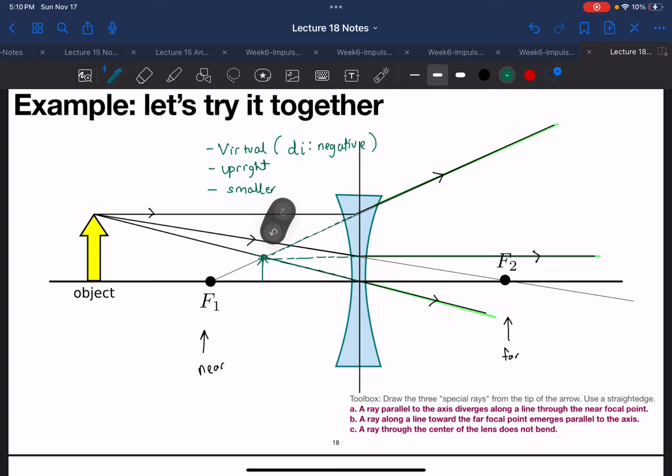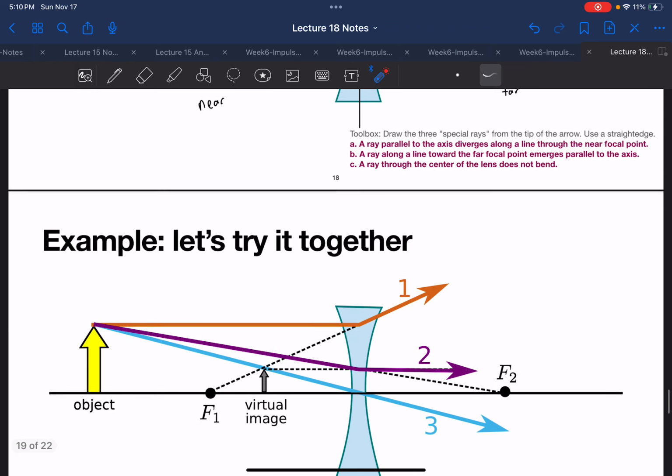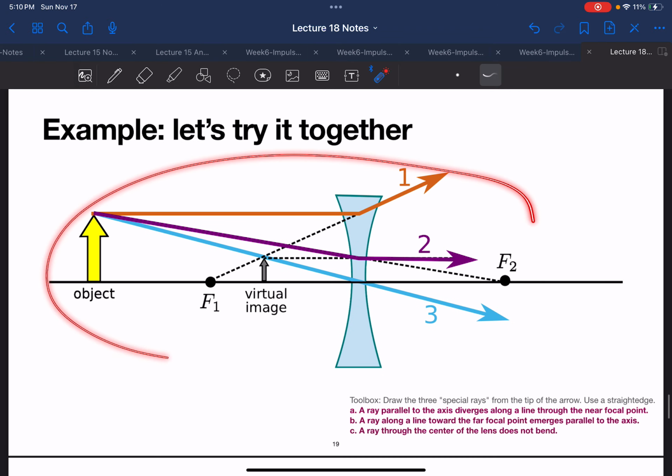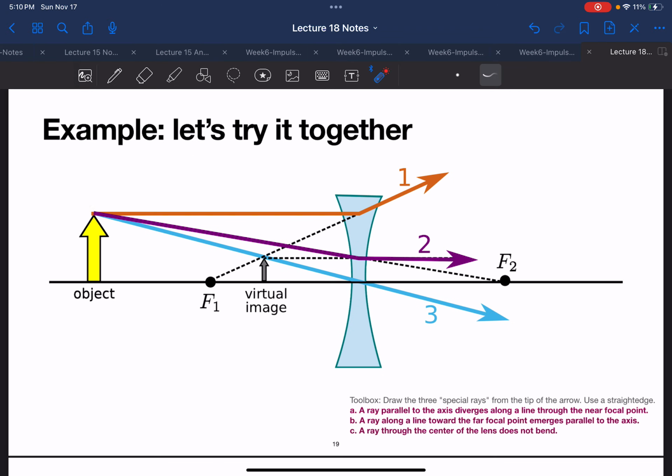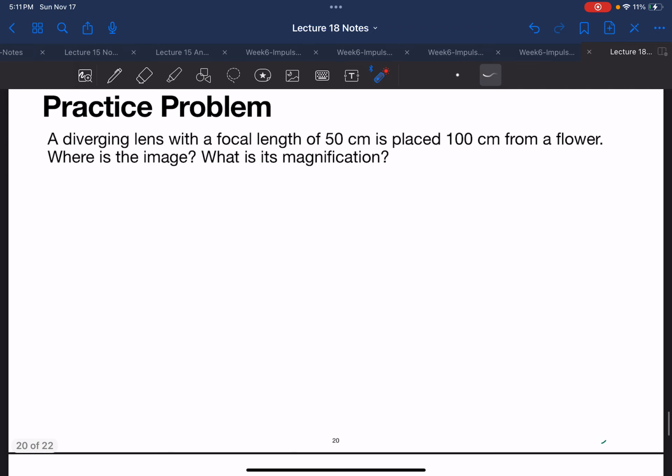So when the image forms on the same side as your object, this is a virtual image here, which has a negative image distance. All right, now let's go on. So here's just a nice version of that ray diagram drawn here. Now let's try this practice problem.